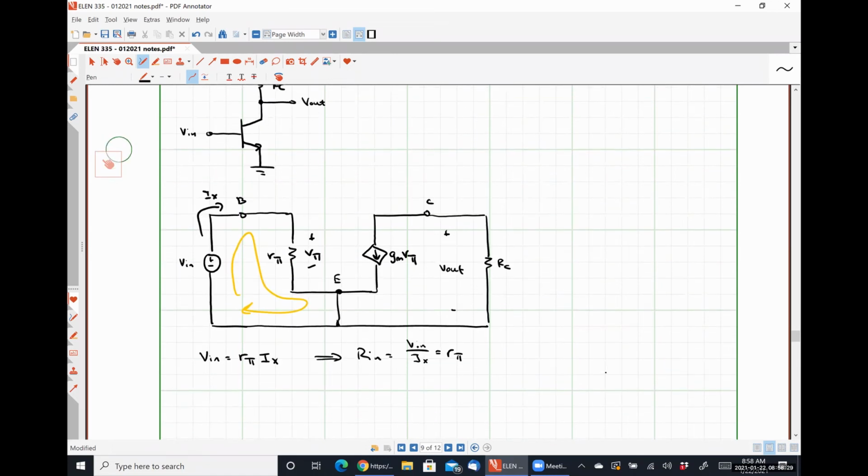Now let's talk about the voltage gain. Voltage gain, by definition, is the output voltage divided by the input voltage. So what's the output voltage here? It's the drop over that resistor RC, right? So what current is flowing through that resistor RC, or what current is flowing through the positive polarity terminal first? Negative GMV pi, all right? So negative GMV pi times RC.